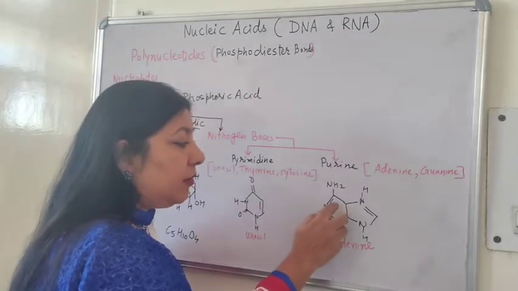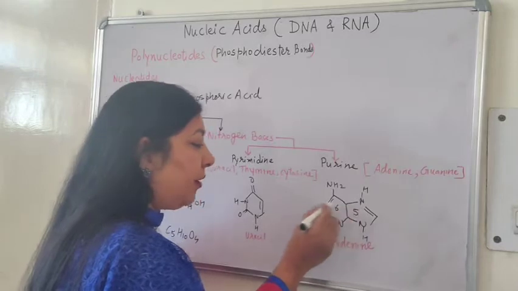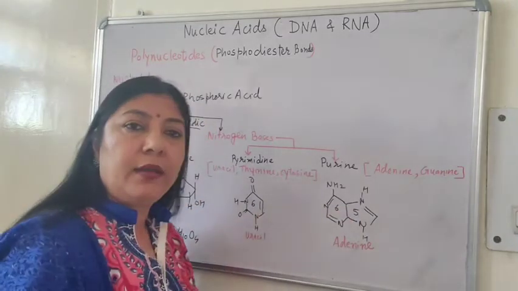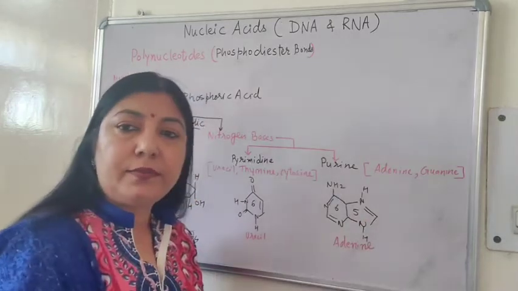There are 2 rings. This is a 6-membered ring and this is a 5-membered ring. This is the 6-membered ring. Examples are adenine and guanine.